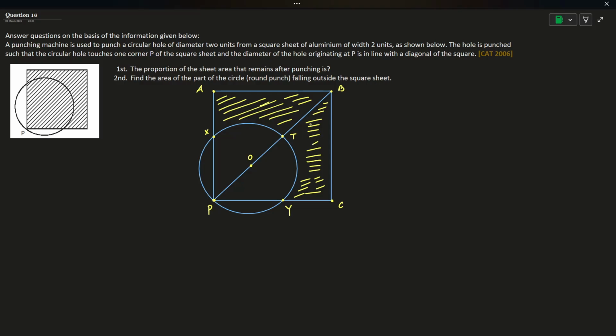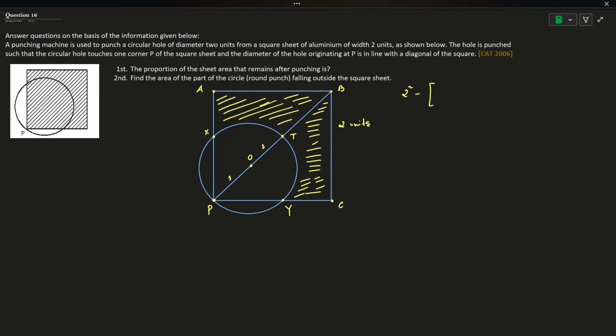To find this area, it can be found by subtracting some portion of the whole from the original area. So I can say the total area is, so this is 2 units, 2 units, and this is 1, this is also 1, diameter is 2 units. So total area will be 2 squared minus.